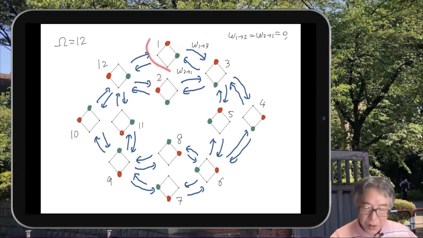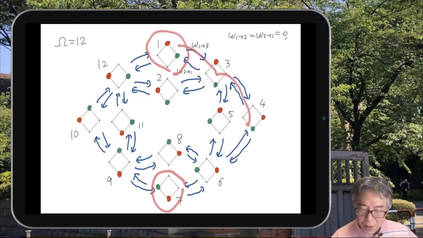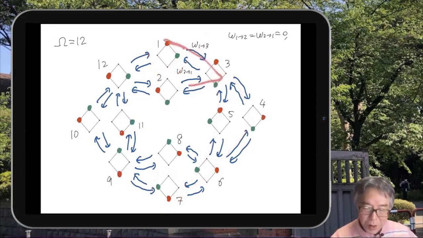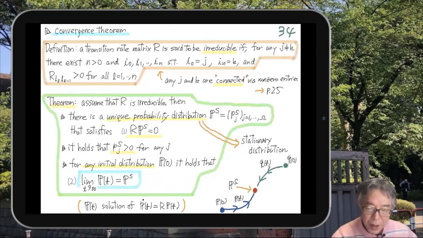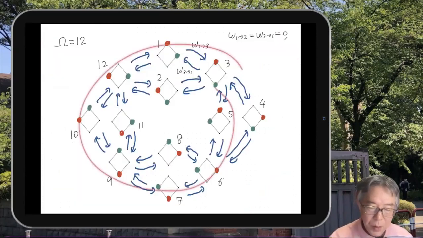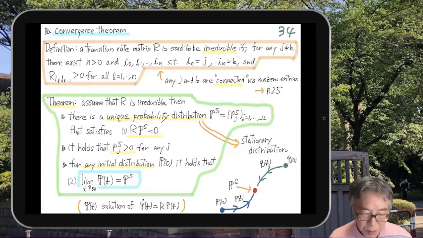Or if you look at state 1 and state 7, then you can take this path to connect them, or you can take this path, or you can do something stupid and go like this. But anyway, there is a path which satisfies this relation. So this is irreducibility, and that is satisfied in this example and in many physical examples.